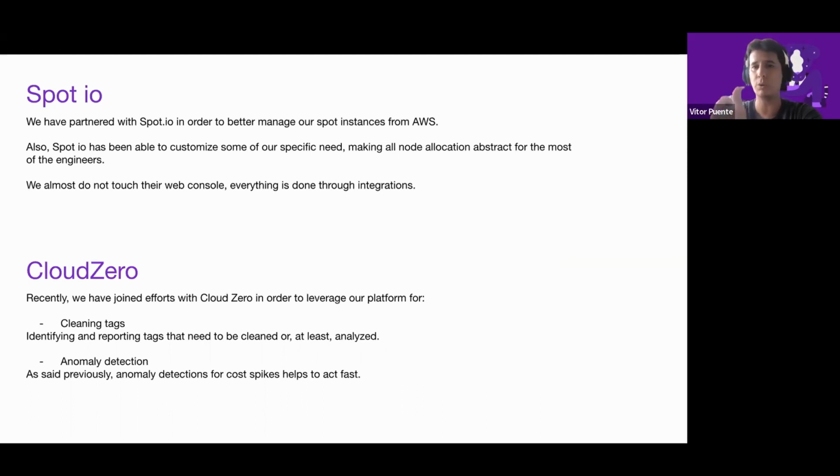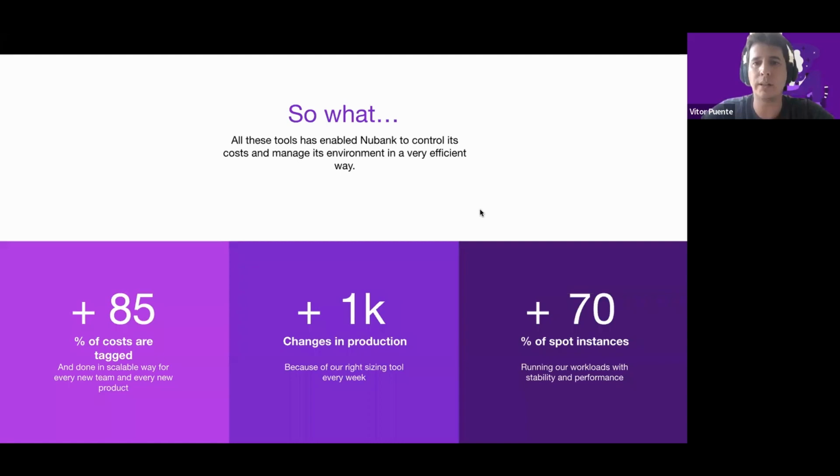I mentioned CloudZero; we are partnered with them on anomaly detection. We also have a tag-cleaning initiative that we are partnered with them on. I would also like to mention Spot.io, another partner that we have to manage Spot instances. Nubank relies very heavily on Spot instances, as I will show next. These are the two partners that we have regarding this theme.